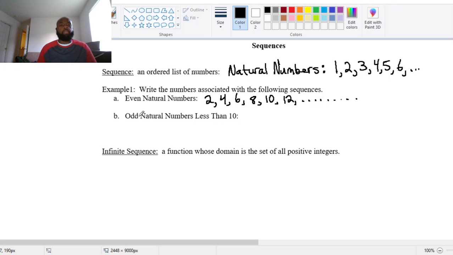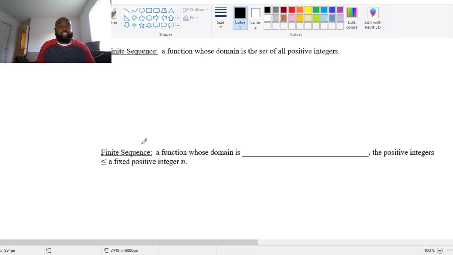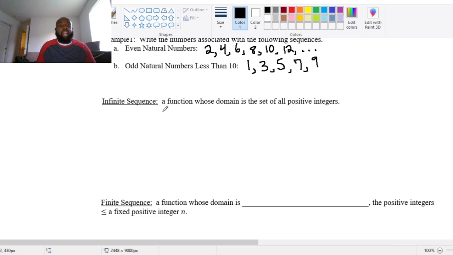Another example of a sequence is your odd natural numbers that are less than 10. My first odd natural number, a number that's not divisible by two, is one, and then I add two to that to get to my other odd natural numbers less than 10: 3, 5, 7, 9. If I added two to that, I would go beyond 10. So this is my set of odd natural numbers less than 10, and it constitutes a sequence. Notice that the even numbers continue forever, and this one stops at 9. The difference between these two sequences is that one is infinite and the other is finite. And so we're going to define infinite and finite sequences.